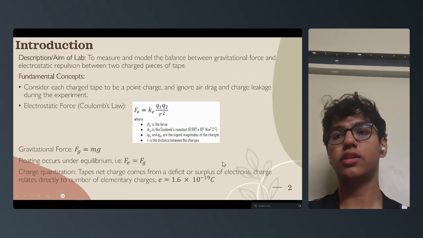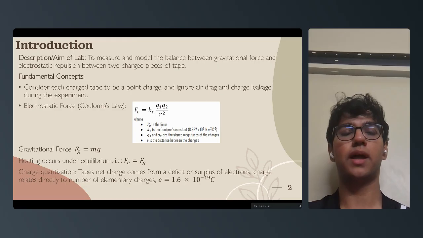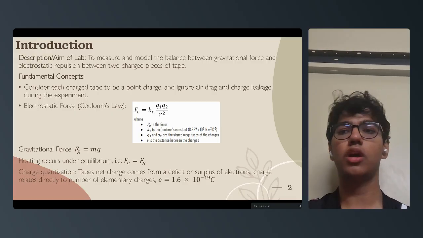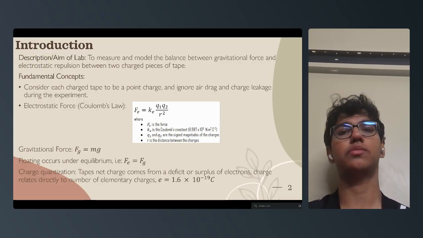Introduction. The aim of this lab was to measure and model the balance between gravitational force and electrostatic repulsion between two charged pieces of tape. Some of the fundamental concepts involved were to consider each charged tape to be a point charge and ignore air drag and charge leakage during the experiment.